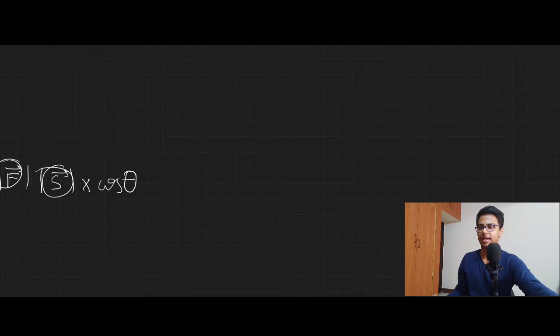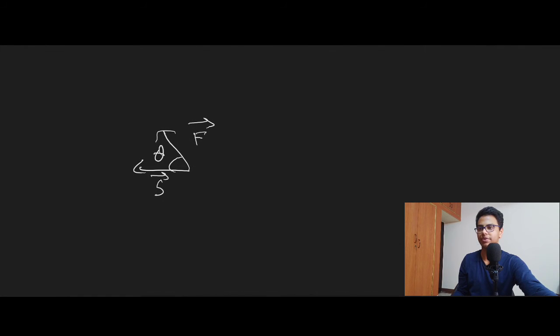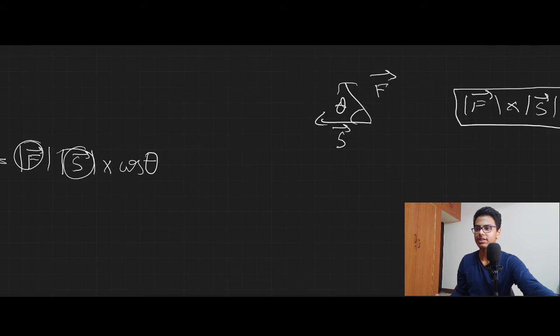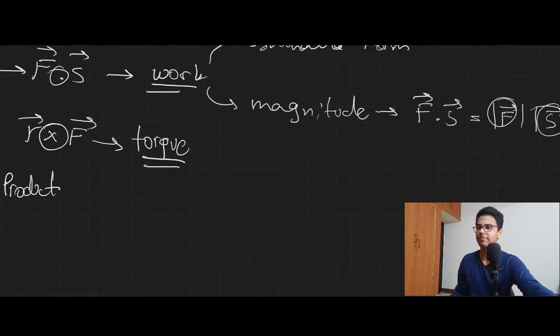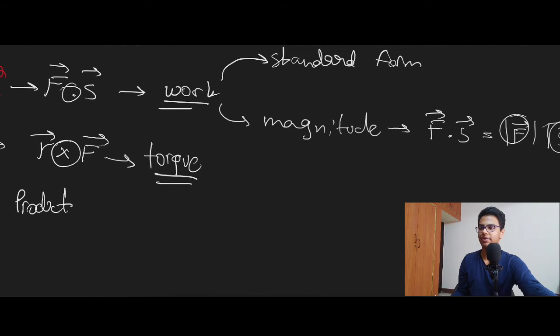Let's go ahead and take an example. So let's say your force is acting something like this. This is your F vector. And let's say your displacement is something like this. Now, what's your angle? Your angle theta is this, right? That's your angle theta. So now if you have to find the dot product over here, your dot product will be magnitude of F vector times magnitude of S vector times cos theta. And similarly, when we talk about cross product, there are two ways to do it.